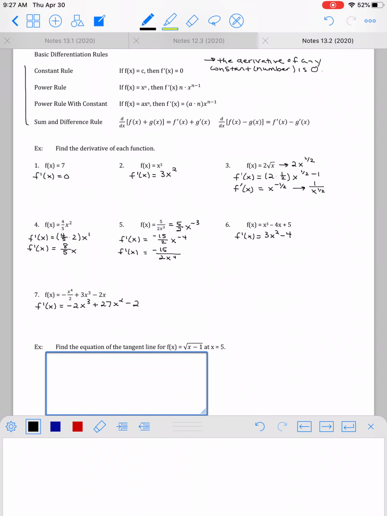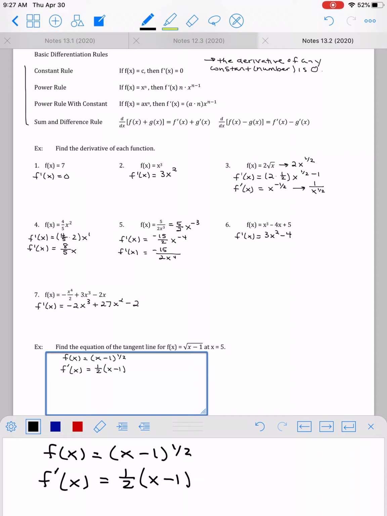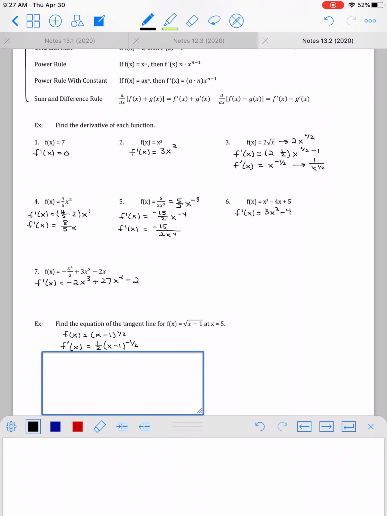Okay, now we're going to do the equation of the tangent line, much easier. The first thing I would do is rewrite my function as x minus 1 to the 1/2. And so my derivative, using power rule, 1/2 x minus 1 to the negative 1/2. And then I would rewrite this just because we are going to plug into it, and it'll be a little bit easier to see. So 1 over 2 times x minus 1 to the 1/2.